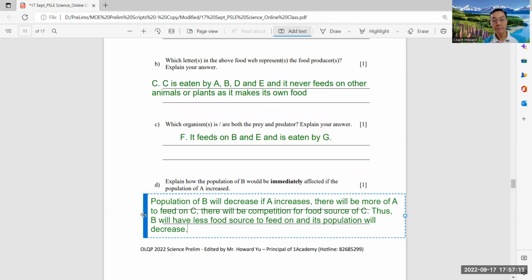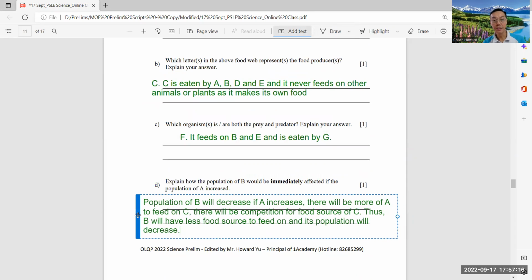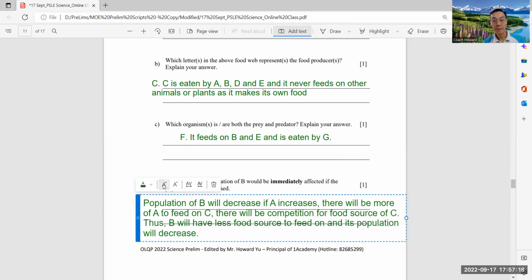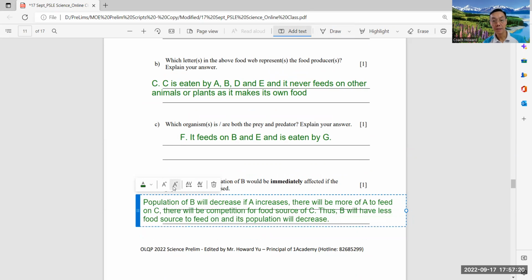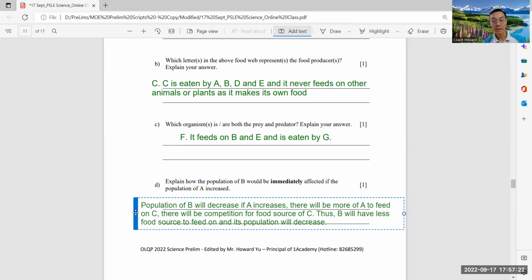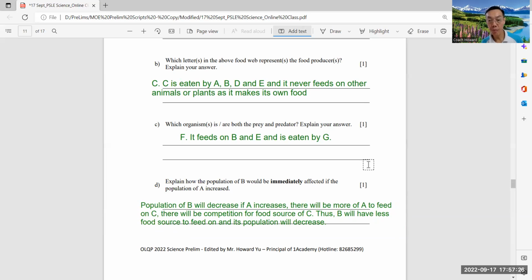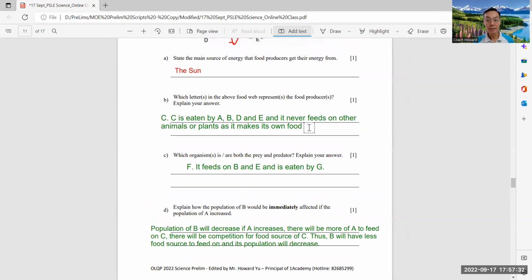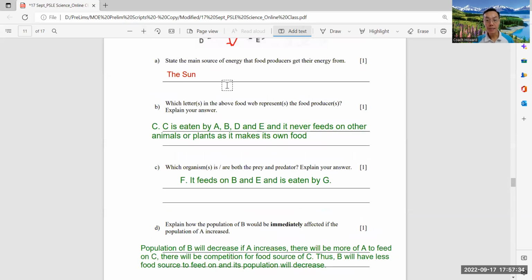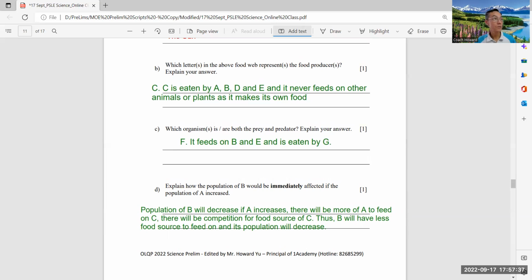Population B will decrease, okay, put it smaller. Population B will decrease if A increases, as there will be more of A to feed on C, which you can see here in the picture. Okay, so this is the answer for this section. Let's continue with the next one.